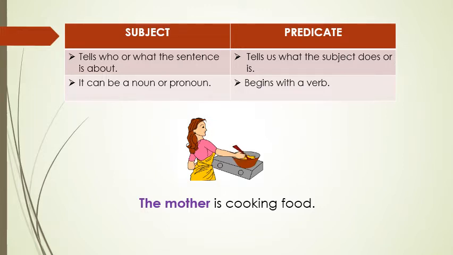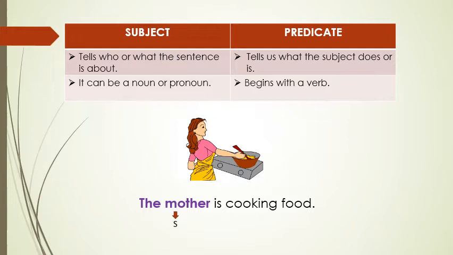Now, if I ask who this sentence is about, we can clearly say that the sentence is about the mother. And the mother is a noun or a pronoun? It is a noun. Very good. So, it is called a subject of the sentence.